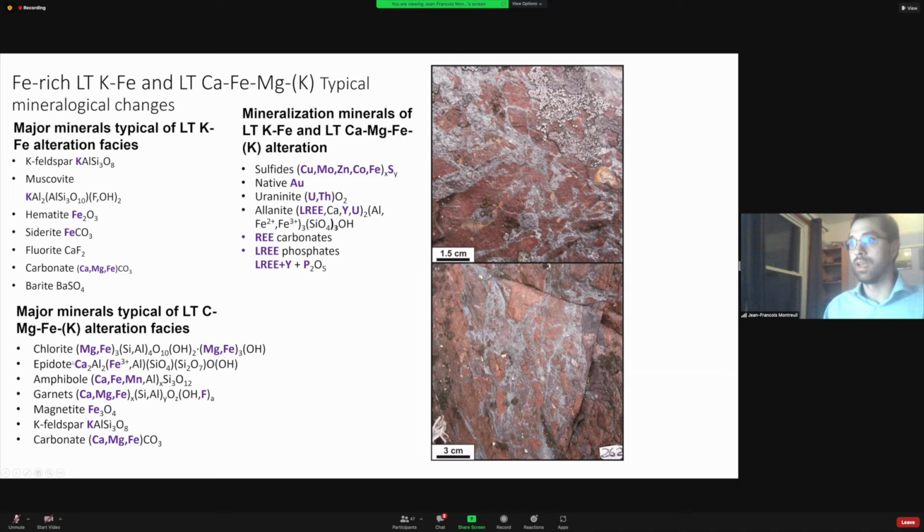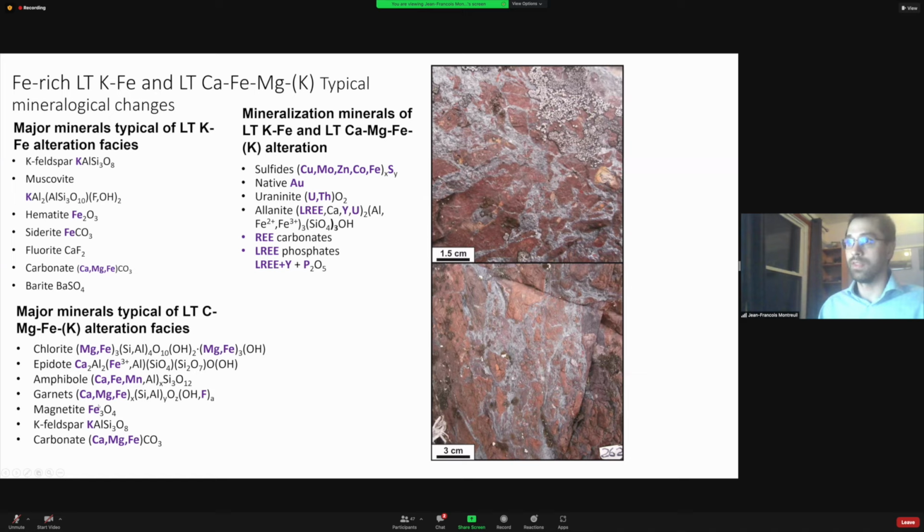And when we start to see assemblages composed of epidote with K-feldspar, some hematite, this could be the equivalent of this potassium iron alteration facies, but developed in a more mafic environment. So in this case, there's some buffering for the formation of iron oxides, and then epidote can assimilate a lot of the iron crystallizing from the ferromagnesian minerals that were present. And then as the system is progressively saturating, iron oxides can start to form as well.